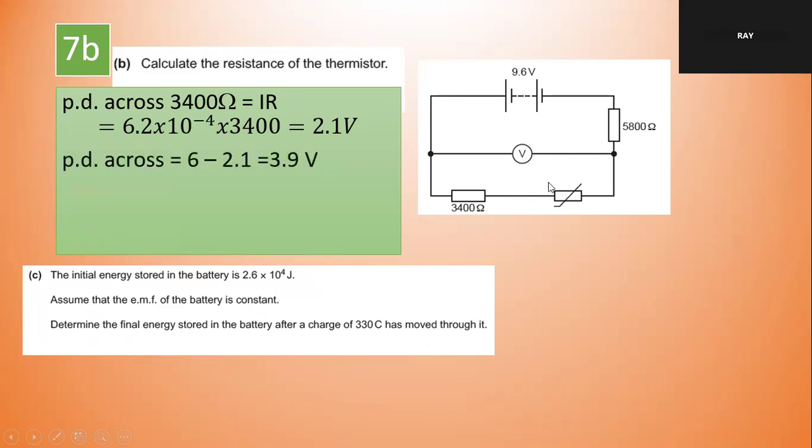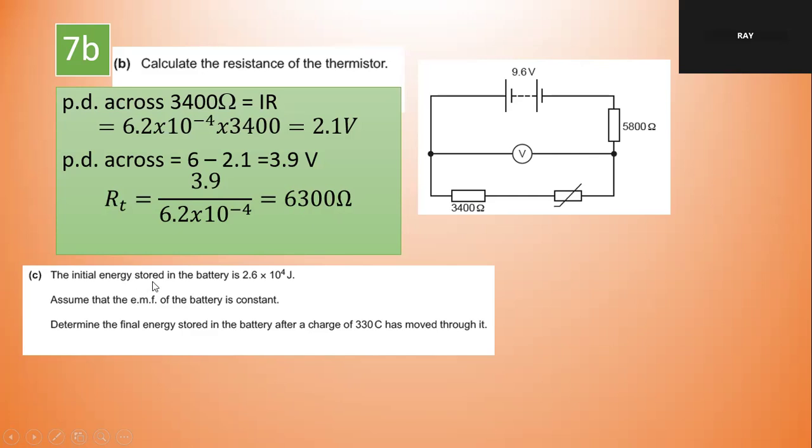So next thing is we can find the PD across here. We know this is 6 volt. That voltmeter reading is 6 volt. So minus that potential is 2.1. So it's 3.9 here. 3.9, the current is that one there. So resistance, resistance is V over I. V is 3.9. I is that one there. So it's 6300 ohm.